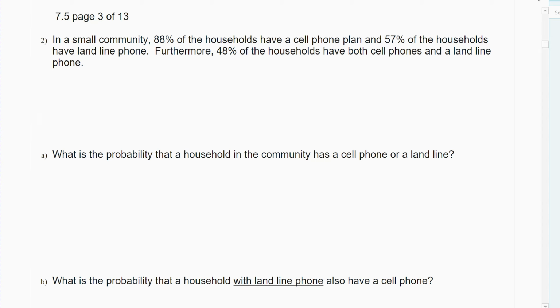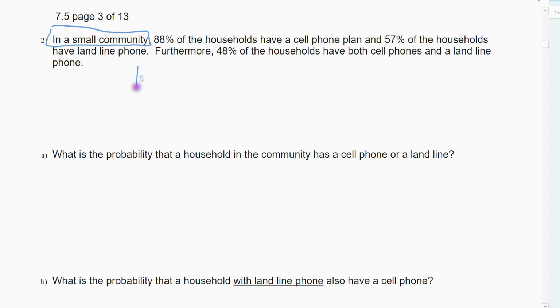Alright, the first example. I've got a small, maybe rural community, where 88% of the households have a cell phone plan, 57% of them have a landline phone, and 48% have both a cell phone and a landline. Now I am going to set up the Venn diagram. You don't have to. You could solve this with formulas only, and I'll do it both ways. I'll show you with the Venn, and then I'll show you with the formulas.